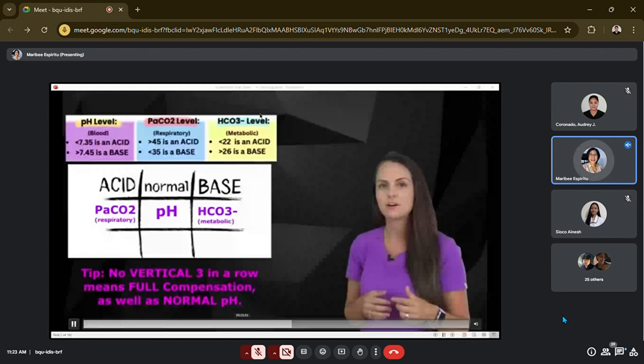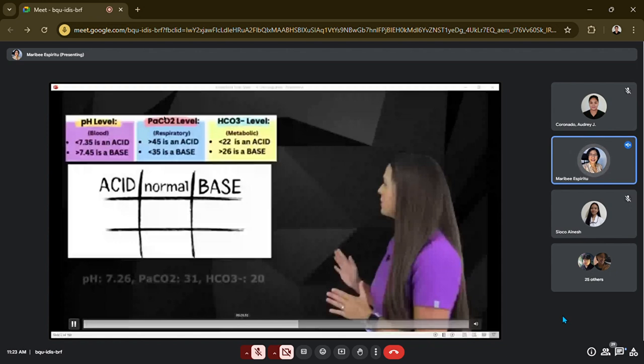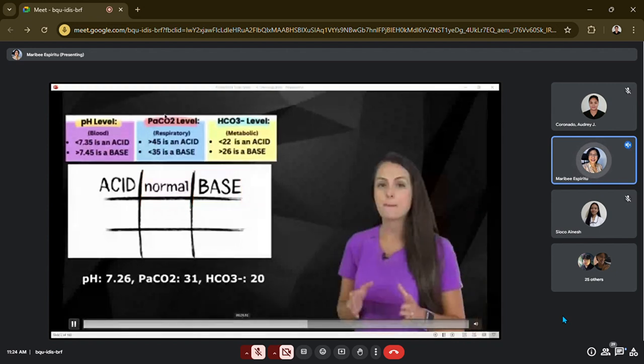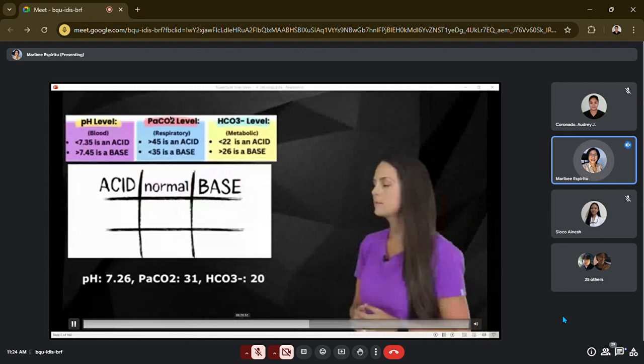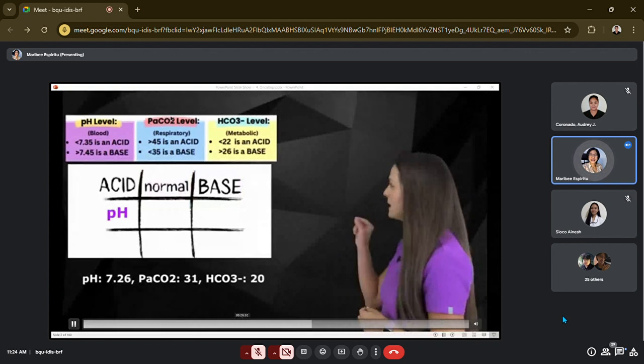So with this problem, it says our patient has the following ABGs: a pH of 7.26, a PaCO2 of 31, and an HCO3 of 20. The very first thing we want to do is set up that tic-tac-toe. Label each column acid, normal, and base. Then interpret the blood pH. Is it acidic, normal, or basic, alkalotic? Our blood pH was 7.26. That is on the acidic side, so we're going to put pH under acid.